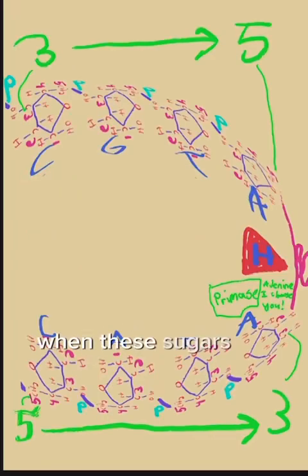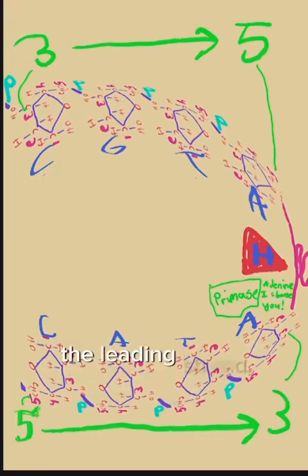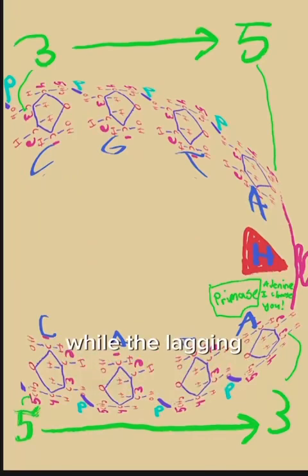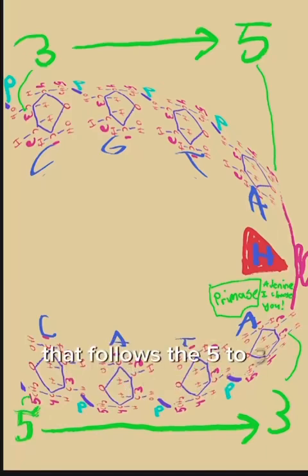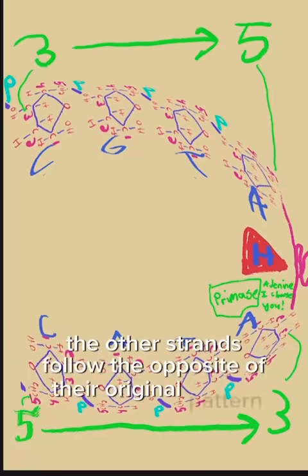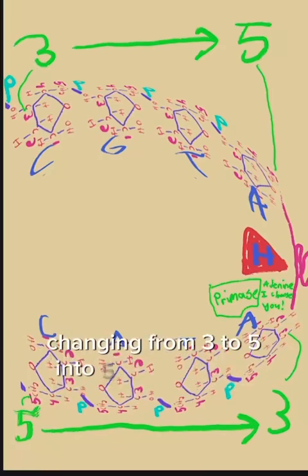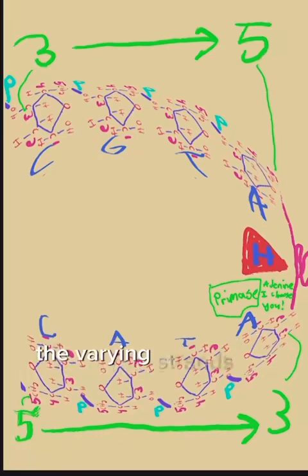When these sugars get ordered to form the backbone, the leading strand originally follows the 3 to 5 pattern and is continuous, while the lagging strand is the one on the bottom that follows the 5 to 3 pattern. In replication, the starting DNA turns into 2 DNAs. The other strands follow the opposite of their original pattern, changing from 3 to 5 into 5 to 3 and vice versa. The varying strands are what cause DNA replication to be described as antiparallel or semi-discontinuous.